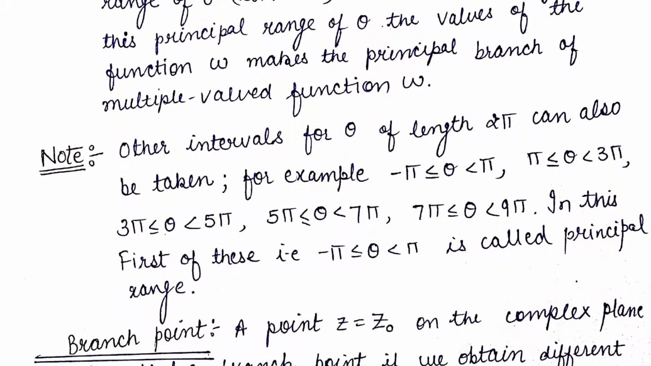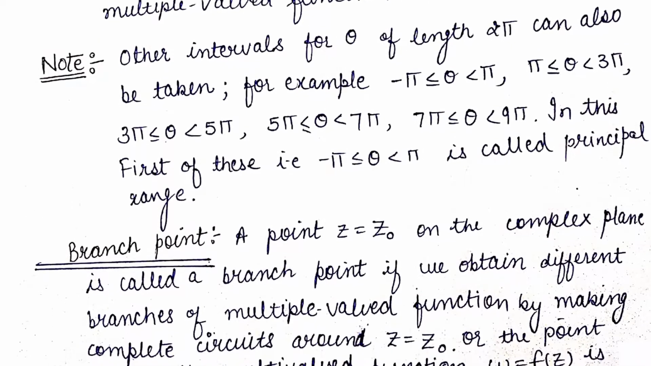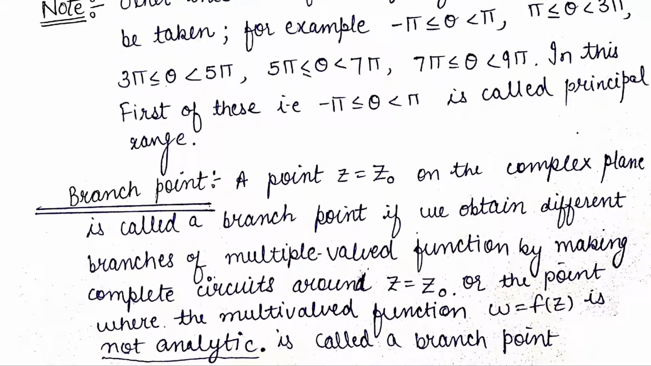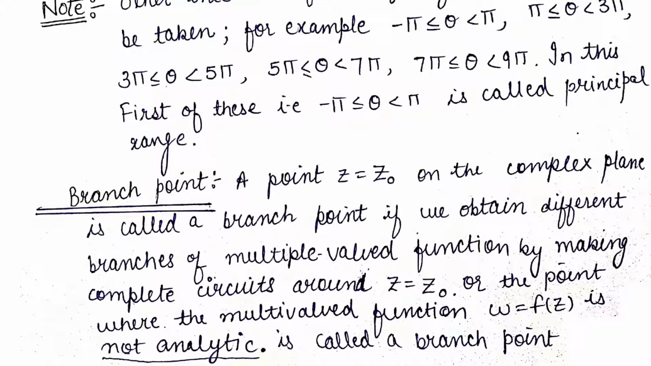Now I would like to define the concept of branch point. So what is a branch point? A point around which we make complete circuits to find different branches of the multi-valued functions is called a branch point. We can also define branch point using the analyticity. So, the point where the multi-valued function w is equal to f(z) is not analytic is called a branch point.